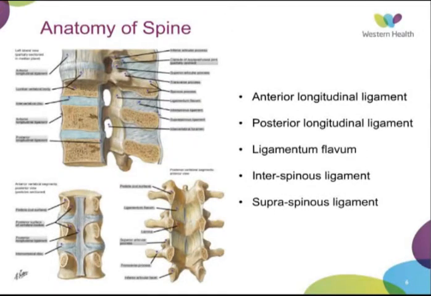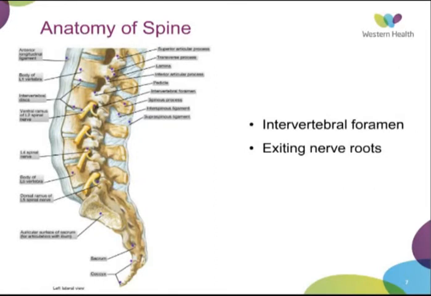And again, the ligaments of the spine: anterior longitudinal, posterior longitudinal, the ligamentum flavum, interspinous, and the supraspinous ligament as well. At each level, there's an intervertebral foramen where the spinal nerves emerge.